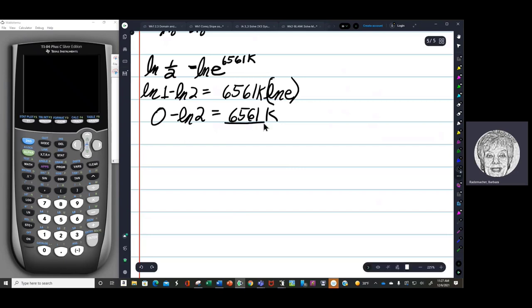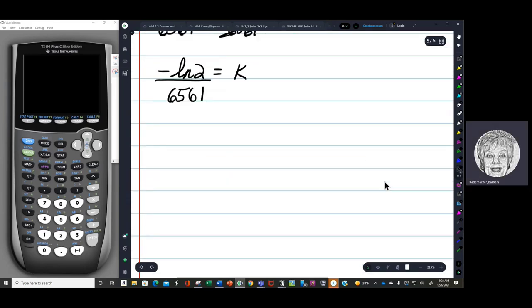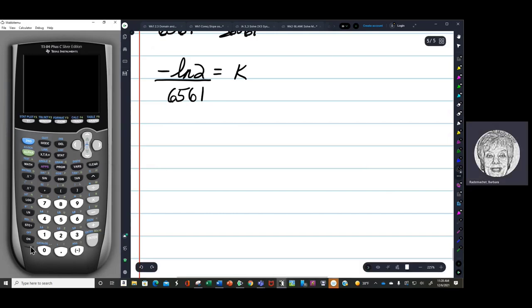Now I divide both sides by 6561. Boom, boom. So that k equals negative ln 2 over 6561. All right, let's go to the calculator.